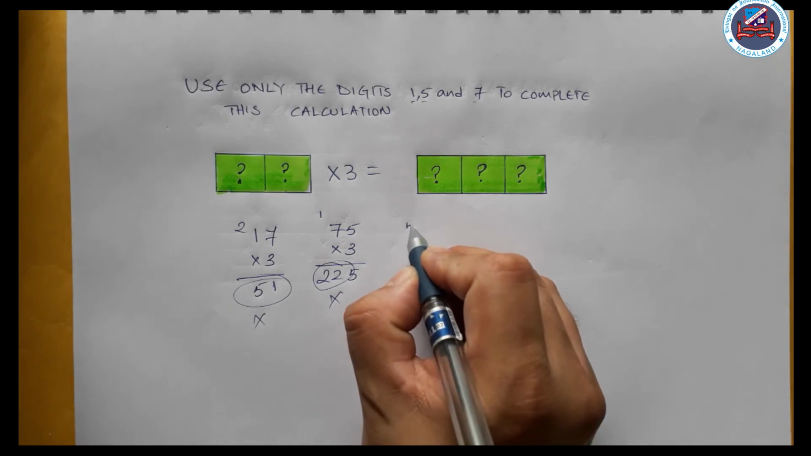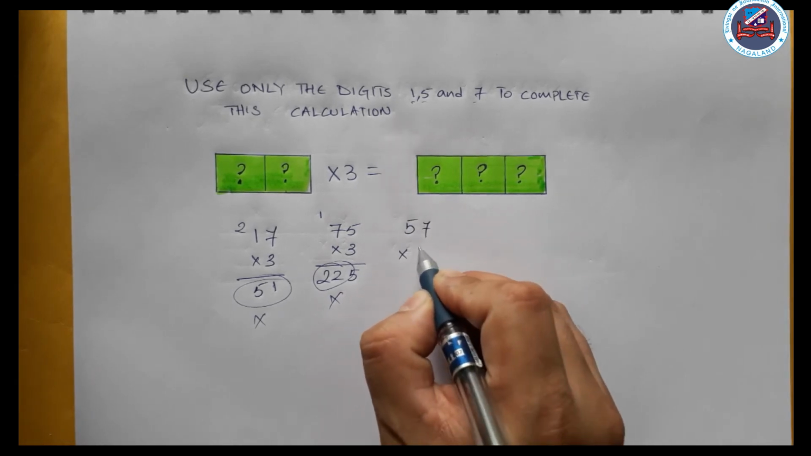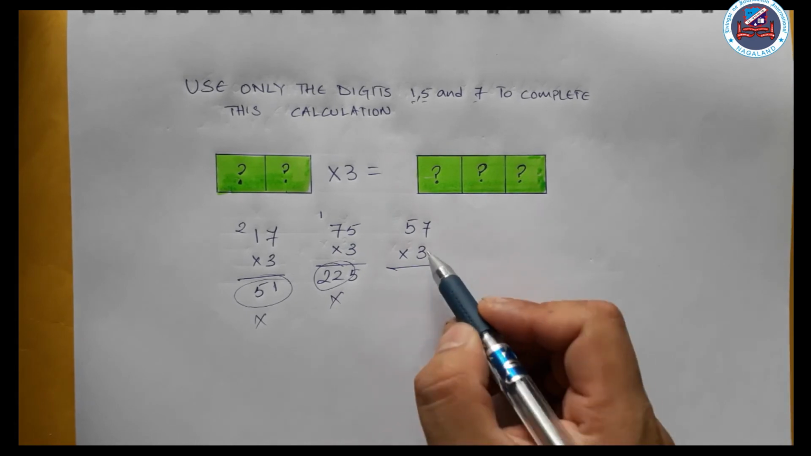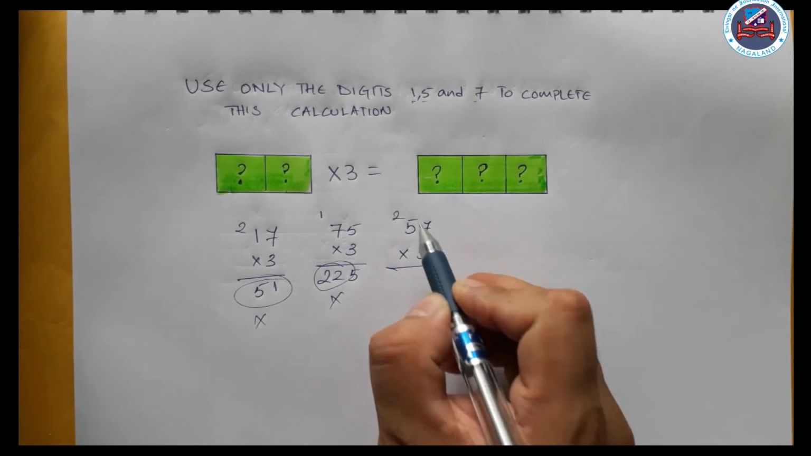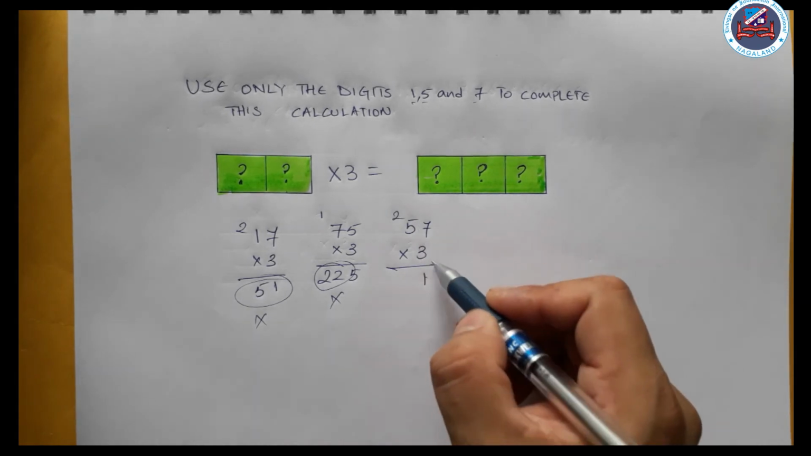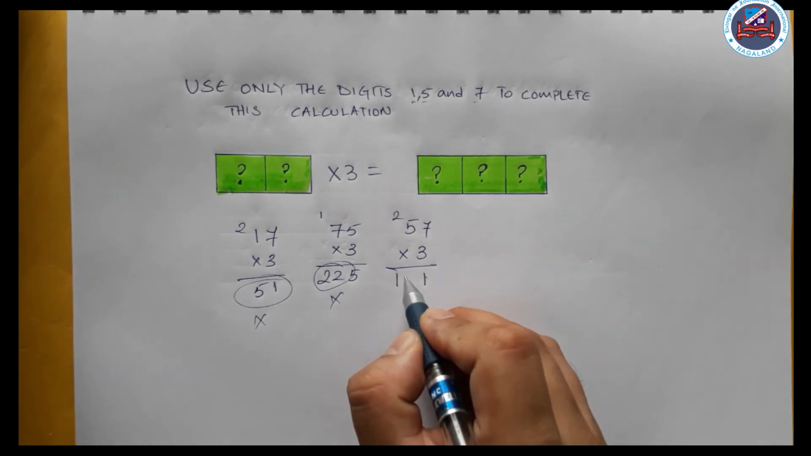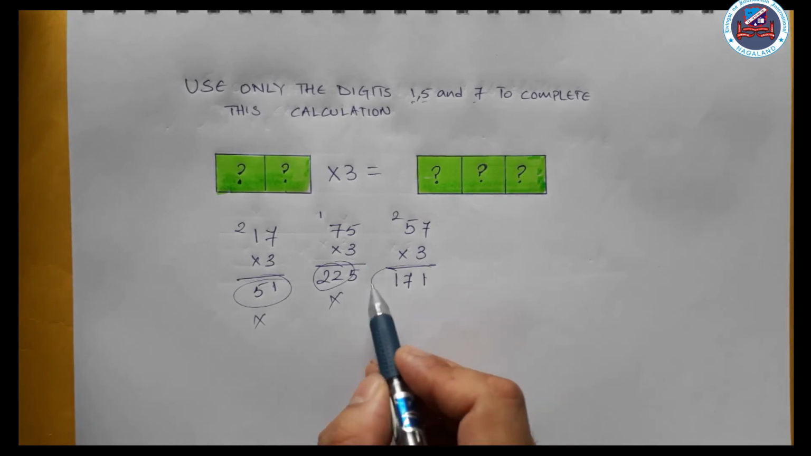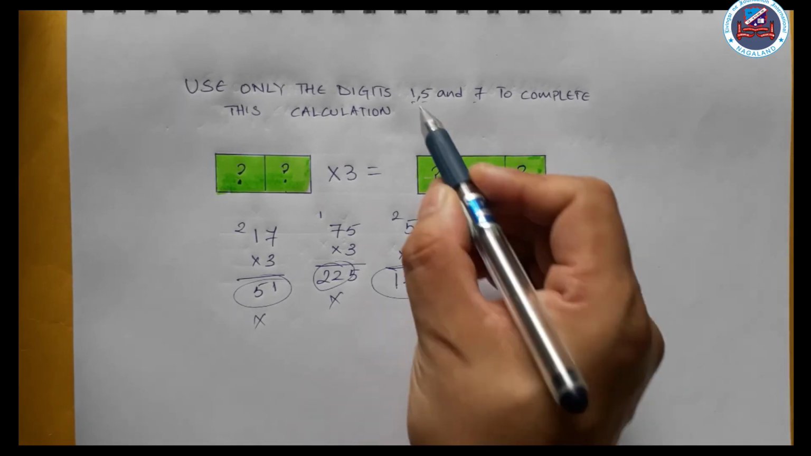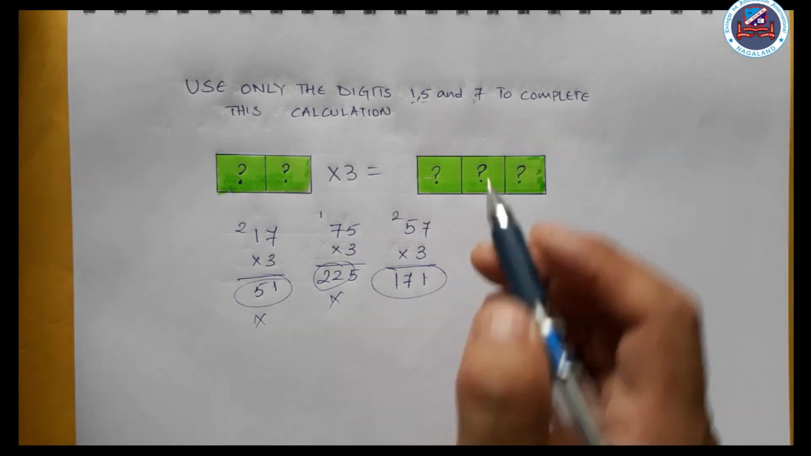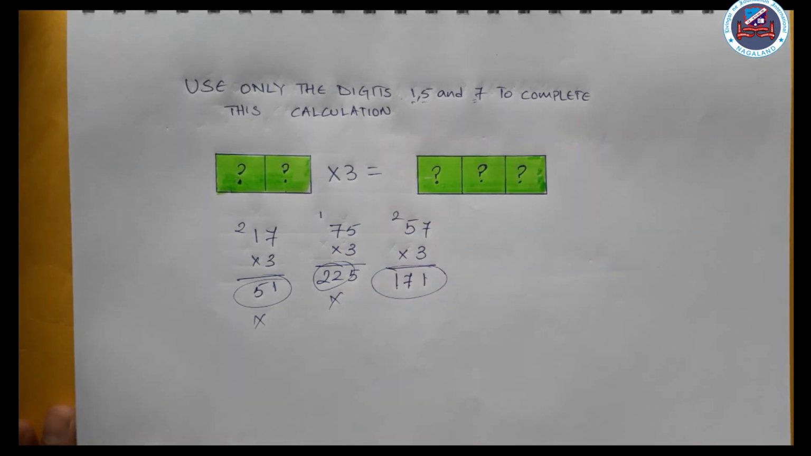So let's try 57 into 3. Now 7 3s are 21, 2, 1. 5 3s are 15 plus 2 is 17. So you have a 3-digit number and we have the digits 1, 7 and again 1. So the final answer we can say here is 57 multiplied by 3 equals 171. So you are using the digits 1, 5 and 7 to complete the boxes here.